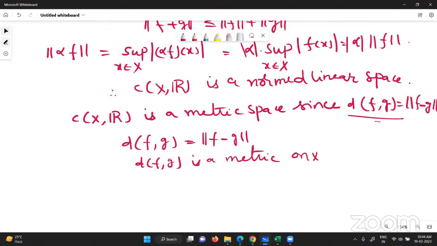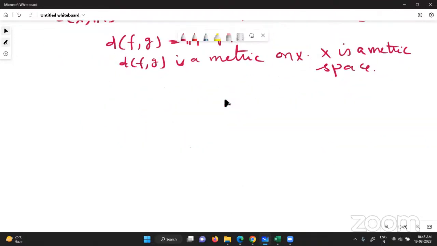So X is a metric space. Now we prove capital X is complete. To prove this, can anyone tell me what is required? When will a metric space be complete?